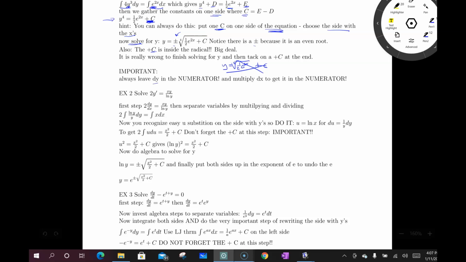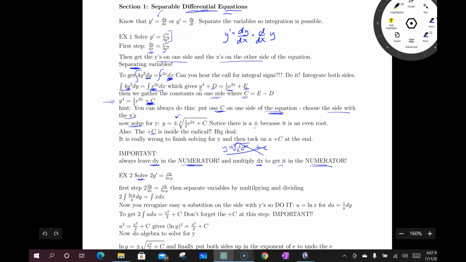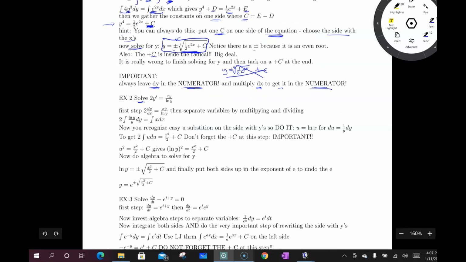All right. So you always have dy and dx in the numerator, right? Always multiplying by dx to get it in the numerator. Okay, so it'll just say solve. So what am I solving? Let's just go back a second. What I'm solving is the function that will satisfy this equation. So if I take the derivative of this y, it equals e to the 2x over 4y cubed. And there's a constant there because there's going to be a family of solutions.